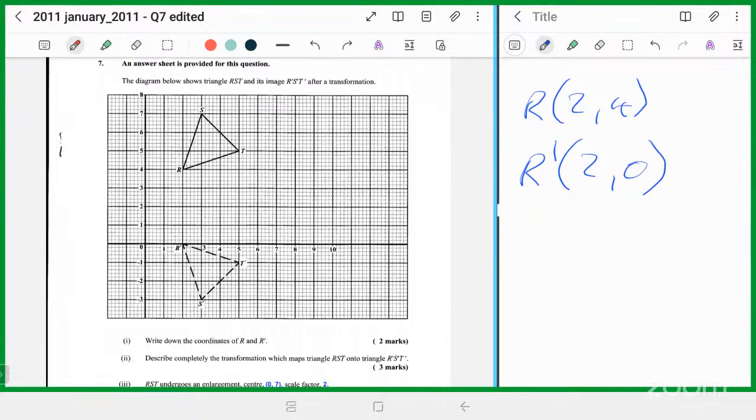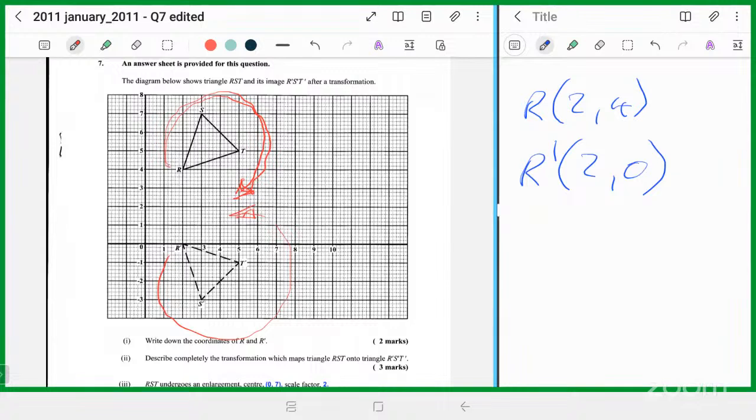P, Q, R, S, T. R, S, T in alphabetical order is this way, up here. Clockwise, right? R prime, S prime, T prime on this one is the opposite orientation, the opposite way. So once the orientation is reversed from clockwise to anti-clockwise, you know you have a reflection in a line.